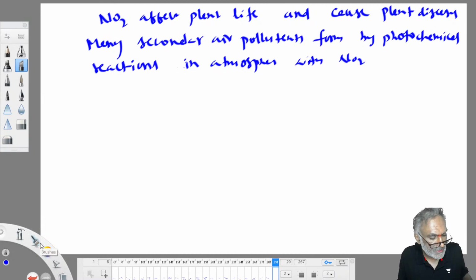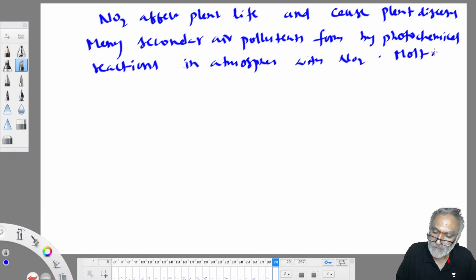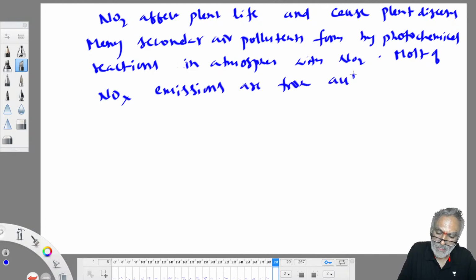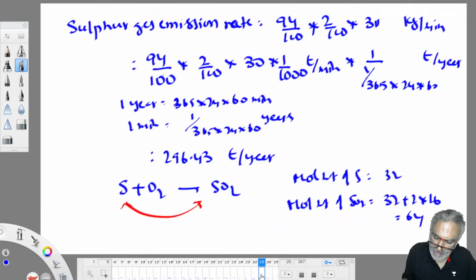Let us try one question. This is also a common kind of question. Most of NOx is emitted from automobiles and industry. Most of NOx emissions are from automobiles and industrial operations. Even carbon monoxide is from automobiles only.